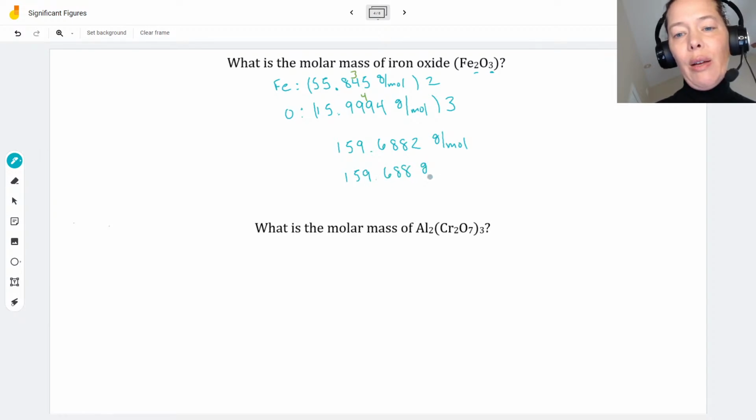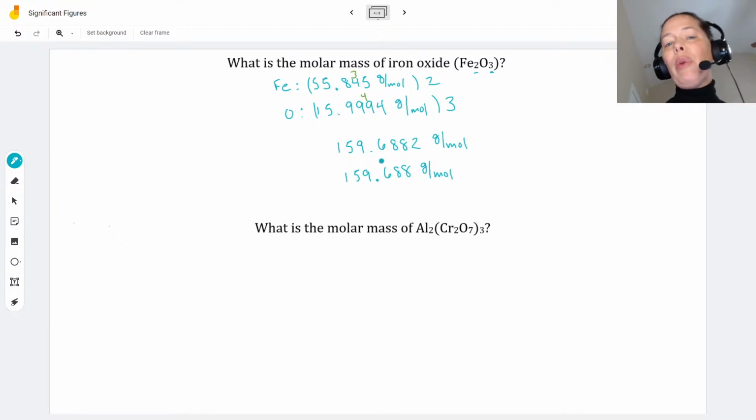159.688 grams per mole. Again, if your periodic table gives you a molar mass of iron with 4 decimal places, then you would have 4 decimal places in your answer. It just depends on what your periodic table gives you. And I know there are many periodic tables that only give like 2 decimal places for all molar masses. So then that would limit you, of course, to 2 decimal places for all of your molar masses.